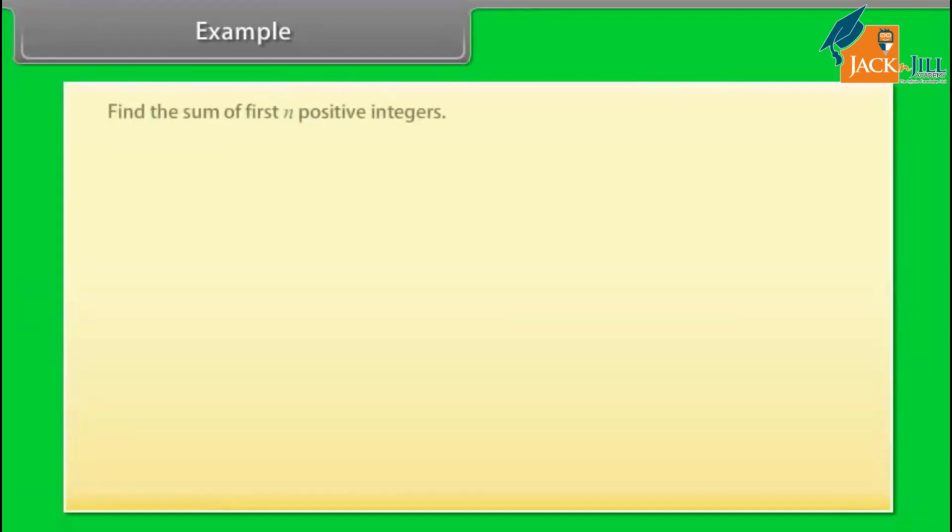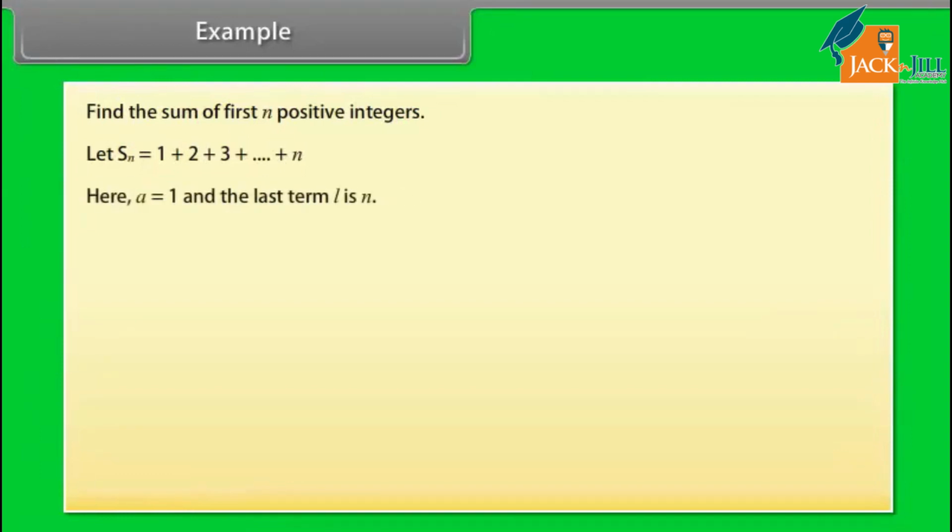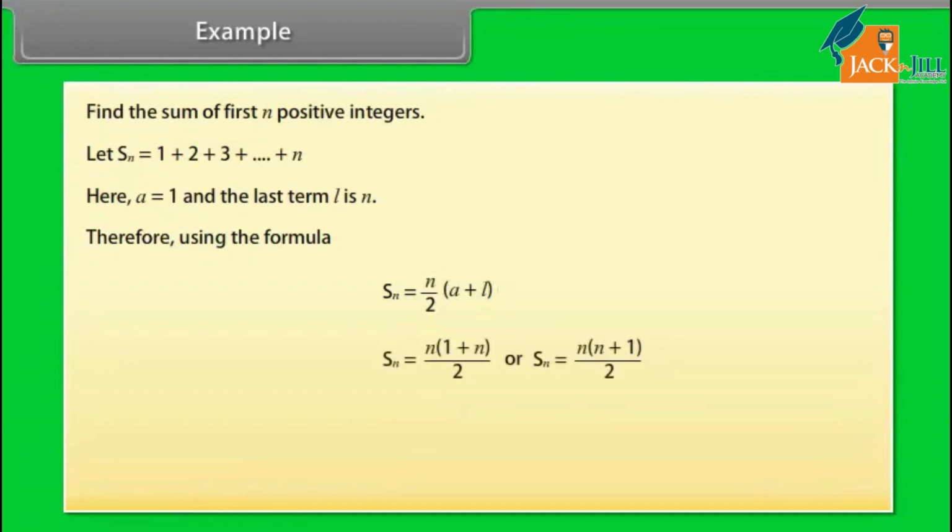500. Find the sum of first n positive integers. Let Sn is equal to 1 plus 2 plus 3 plus and so on plus n. We can see that here a is equal to 1 and the last term L is n. Therefore, using the formula Sn is equal to n upon 2 into (a plus L), we get Sn is equal to n into (1 plus n) whole upon 2, or Sn is equal to n into (n plus 1) whole upon 2. So, the sum of first n positive integers is Sn is equal to n into (n plus 1) whole upon 2.